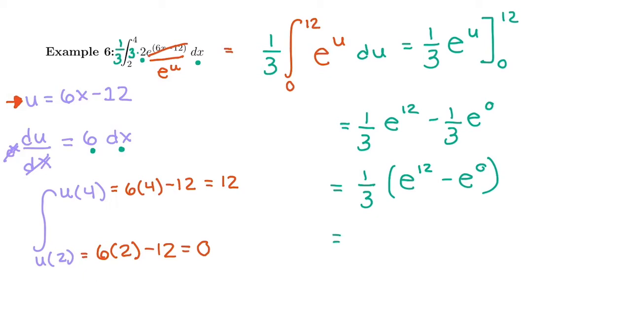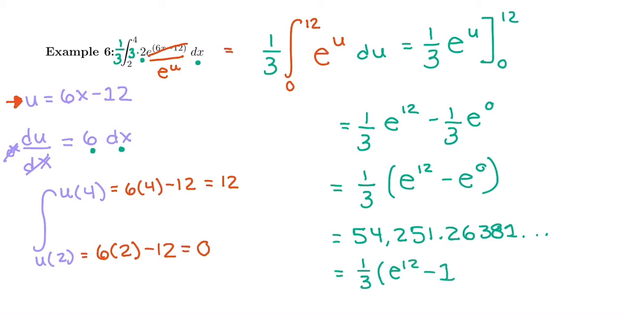When I plug in the whole thing, though, I get 54,251.26381. It keeps going. So about 54,251. An exact answer, if you wanted to just leave it, would be 1/3, and you could leave it as e to the 12th minus e to the 0, which is just 1. Here's an exact form.